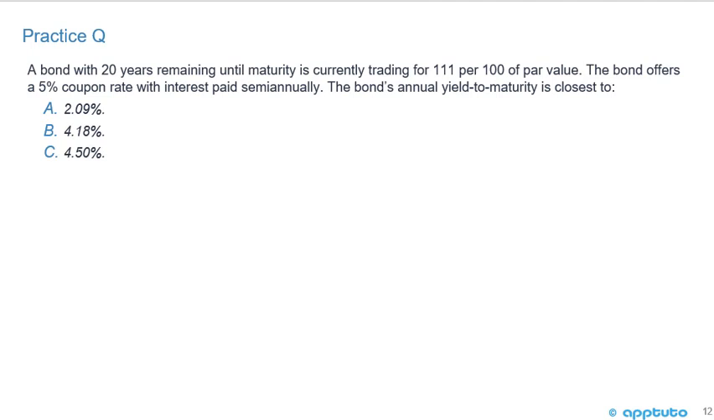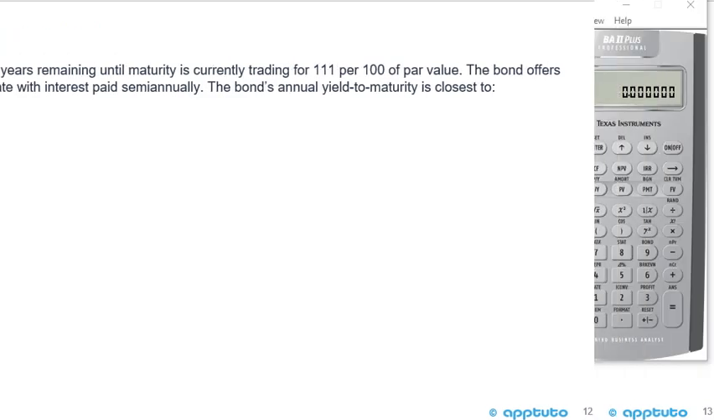One last practice question to finish this LOS. We're going to calculate the annual yield to maturity. So a bond with 20 years remaining until maturity is currently trading at 111 per $100 of par value. The bond offers a 5% coupon rate with interest paid semi-annually. The bond's annual yield to maturity is closest to A, 2.09%, B, 4.18%, or C, 4.5%.